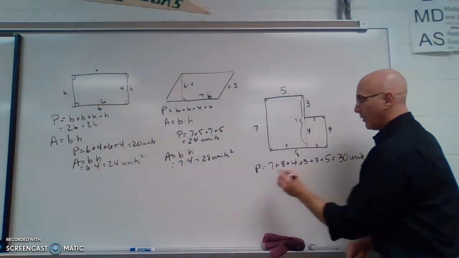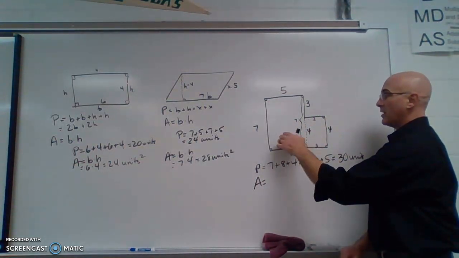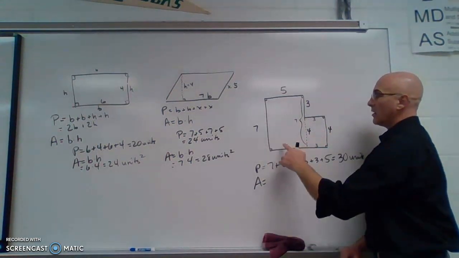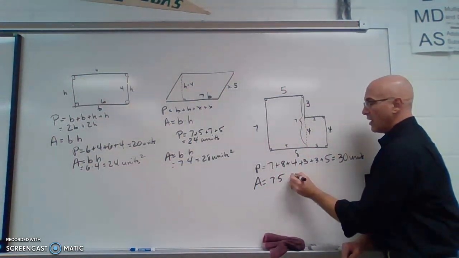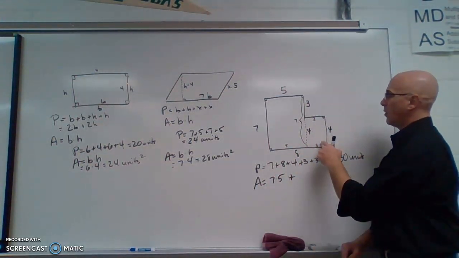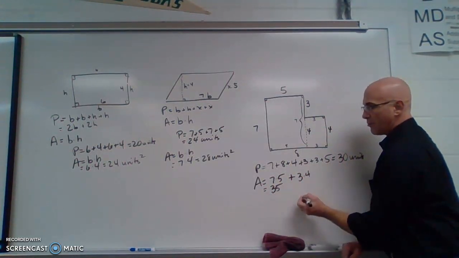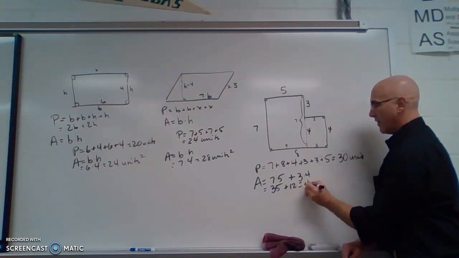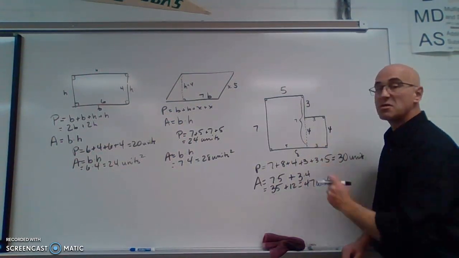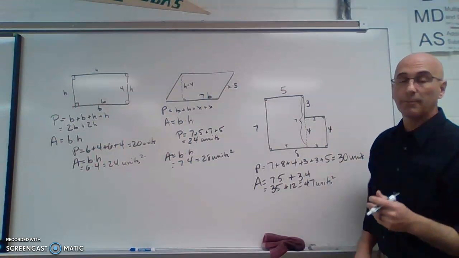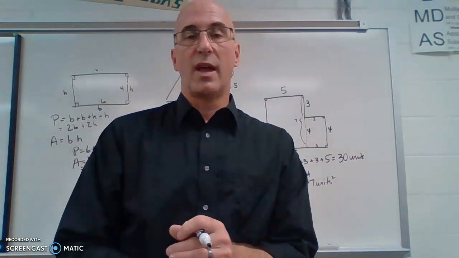Now let's look at the area. The area is the sum of the two areas we have here. So here we have a rectangle, and it is 5 by 7. So 7 times 5. And then we're going to add to it the area of the small one, which is 3 times 4. If I do that math, 35 plus 12, that's 47 square units. If this were centimeters, it would be square centimeters. If it were feet, square feet. That is how you find and use the perimeter and area of rectangles and parallelograms.